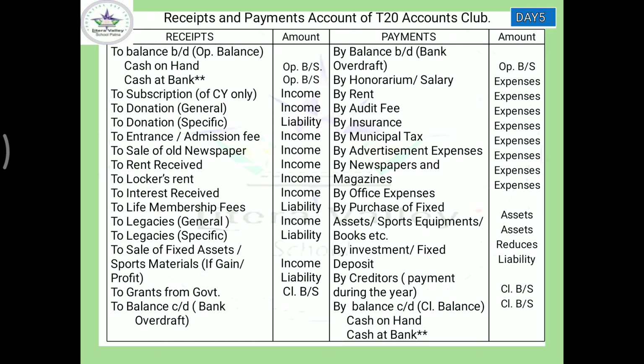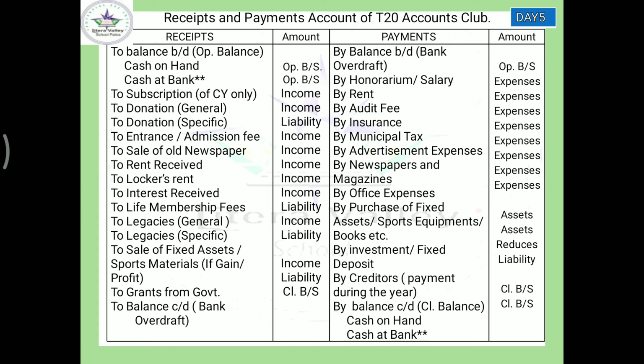Interest received, income. Life membership fee, it is a liability. Life membership fee and membership fee have two different intentions. Membership fee is given on a regular basis, but the life membership fee anyone will pay for one time. Everyone has one life. So life membership is non-recurring in nature and it will be treated as liability.